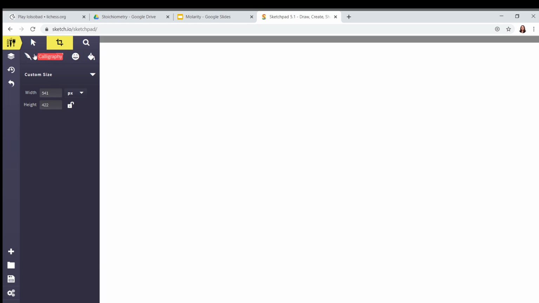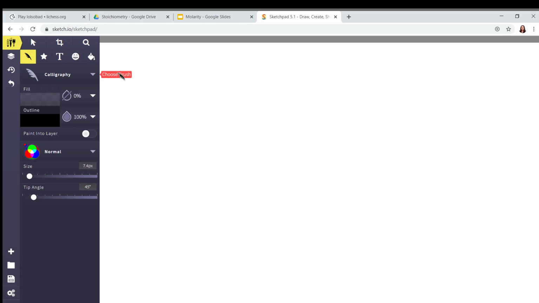Okay, well, that wasn't it, but we already determined that we had 1.25 or point 0.125 moles.